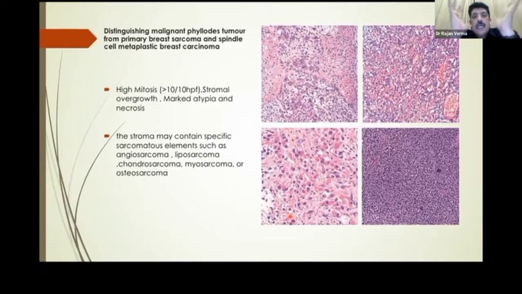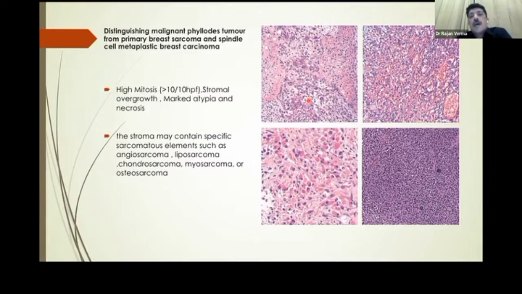Now, another problematic area is how we distinguish malignant phyllodes from primary breast sarcomas and spindle cell metaplastic breast carcinoma. So what do we see in malignant phyllodes? First of all, you see a very high mitosis, as suggested by WHO, more than 10 per 10 high power fields. There is a marked stromal overgrowth. There is marked atypia and necrosis, and the stroma may contain specific sarcomatous elements such as angiosarcoma. You see an angiosarcoma-like component here.